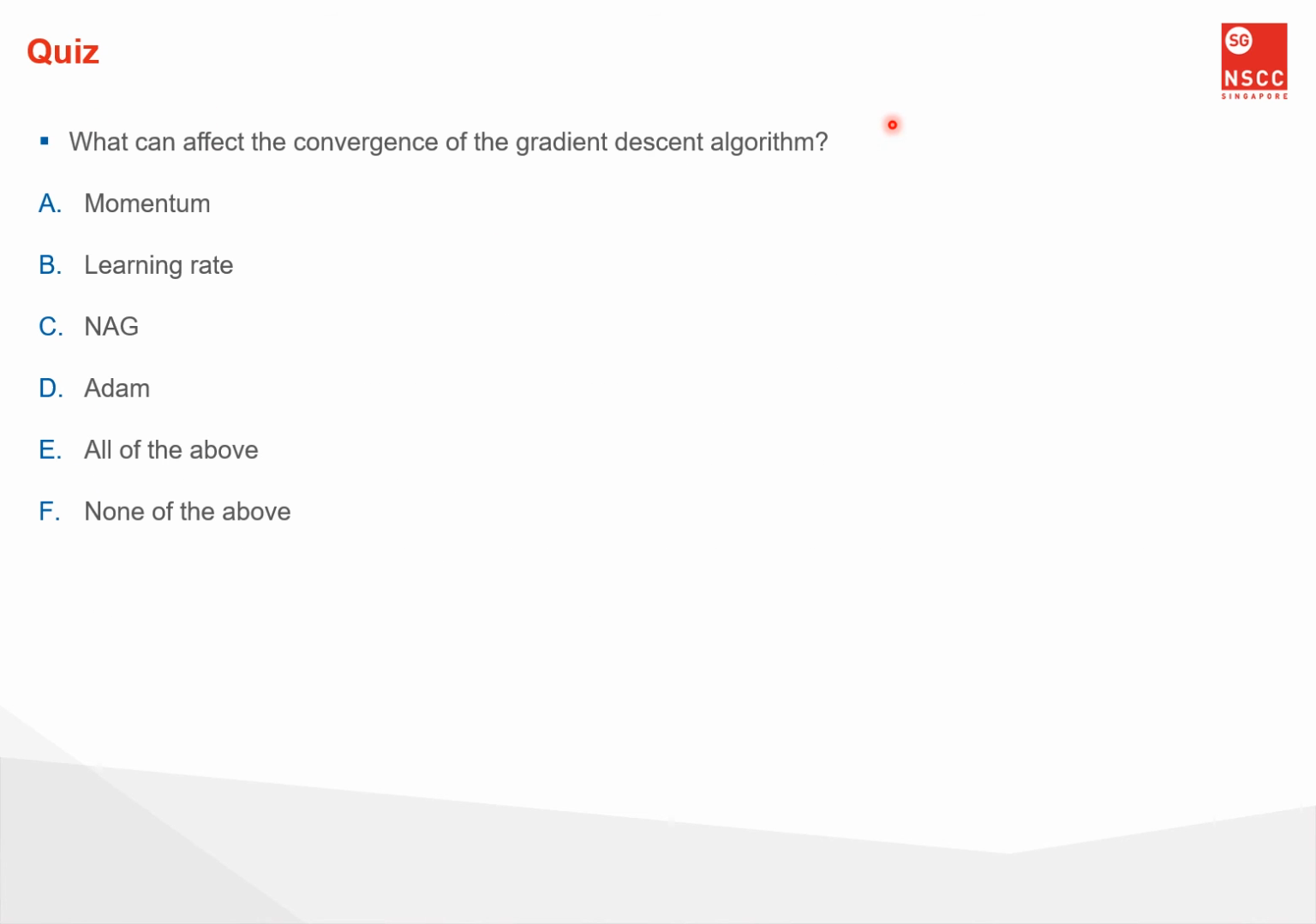So here's a quick quiz of what can affect a gradient descent algorithm. Is it A, momentum, B, learning rate, C, the NAG, D, Adam, E, all of the above, or F, none of the above? So think about the answer and pause a while before you move on to the next part of the video.